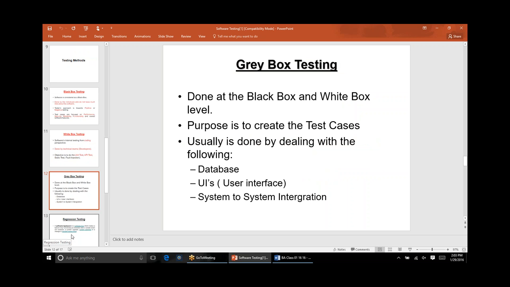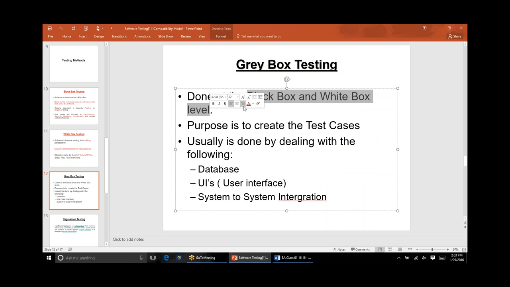Another one is gray box. Gray box involves both: it involves the black box level and the white box level. Now, when we talk of the black box, in that we are verifying performance, we are verifying security, we are verifying reliability. That is what we are doing in black box testing.